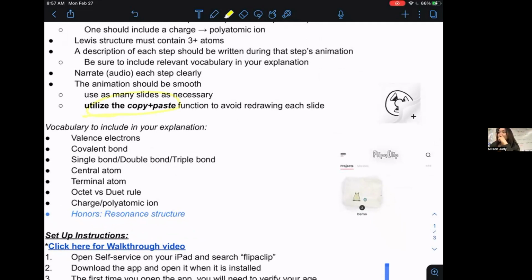Has anyone used Flip-a-Clip before? A couple of you. Okay, you might need to be on duty to help. Yes.